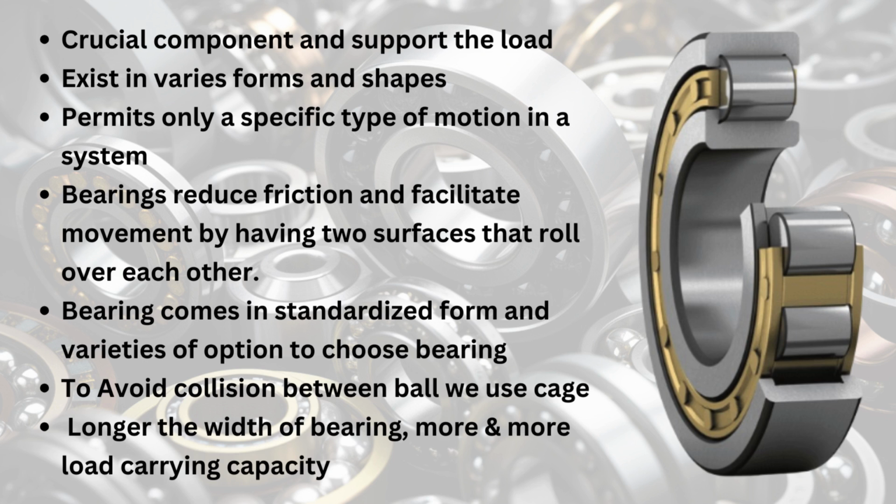You can get the options in the outer ring, inner ring, rolling elements, or the cage. You have different options, and based on that you can choose. A bearing supports the load, which may be the axial load or the radial load. To avoid wear and tear and to withstand the load, we use bearings.